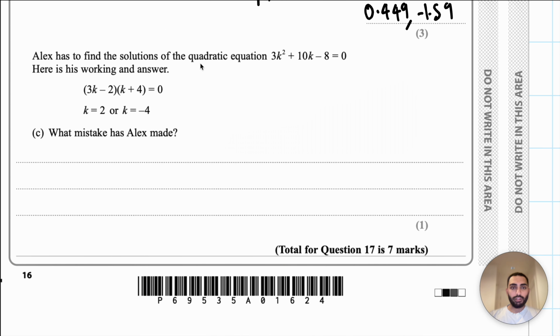Alex has to find the solutions of the quadratic 3k squared plus 10k minus 8 equals 0. Here is his working and answer. 3k minus 2 brackets k plus 4 equals 0 and k equals 2 or k equals negative 4. What mistake has Alex made? So let's just take a look at this.